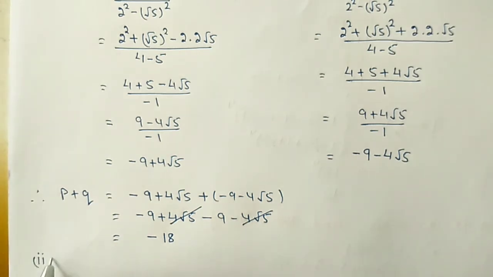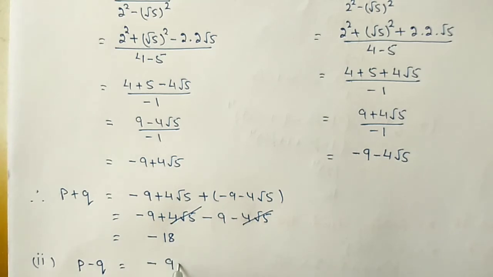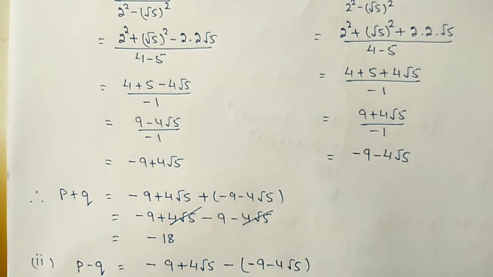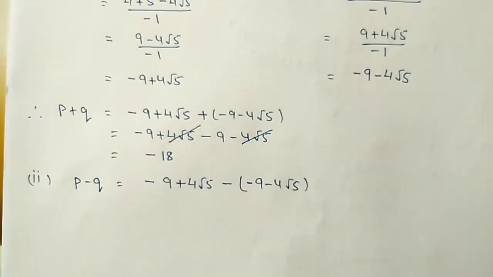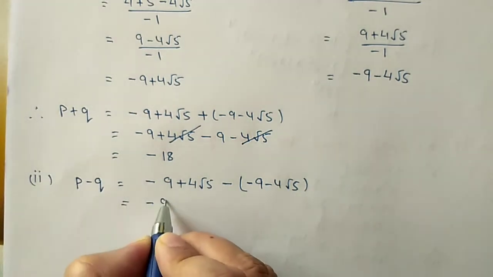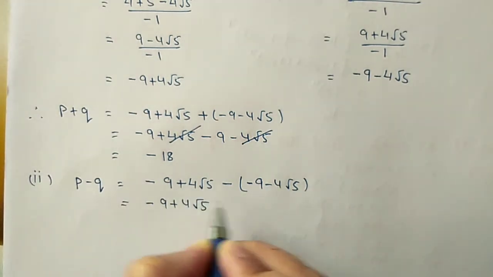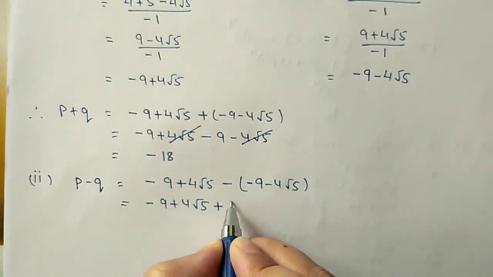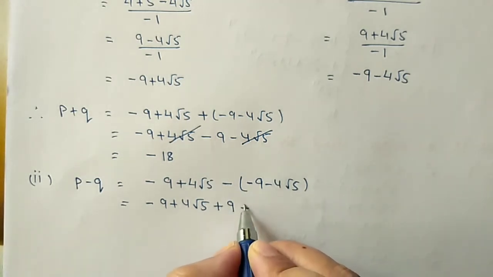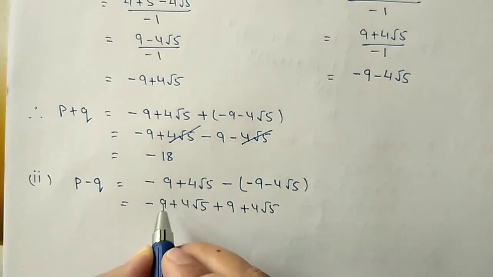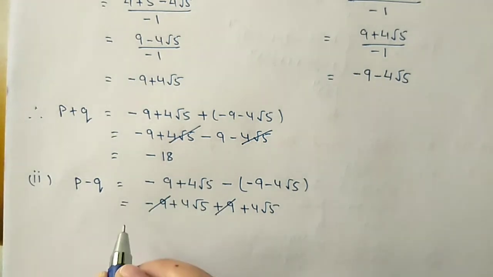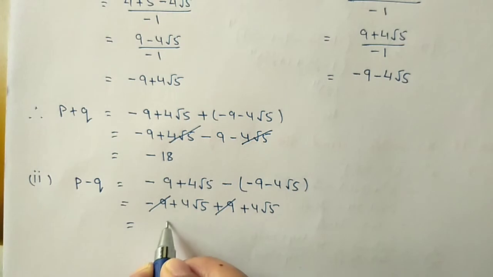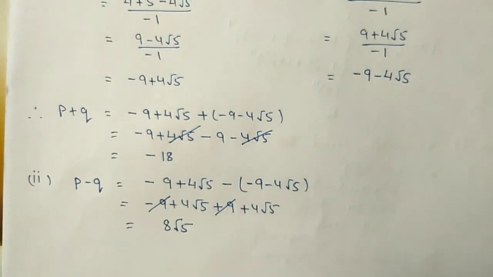Second part we have p minus q. P is minus 9 plus 4 root 5 minus the bracket minus 9 minus 4 root 5. Again remove the bracket. Minus 9 plus 4 root 5, and this minus will become plus. Again this minus also will become plus. Now this minus 9 and plus 9 will cancel out, and 4 root 5 plus 4 root 5 will become 8 root 5.